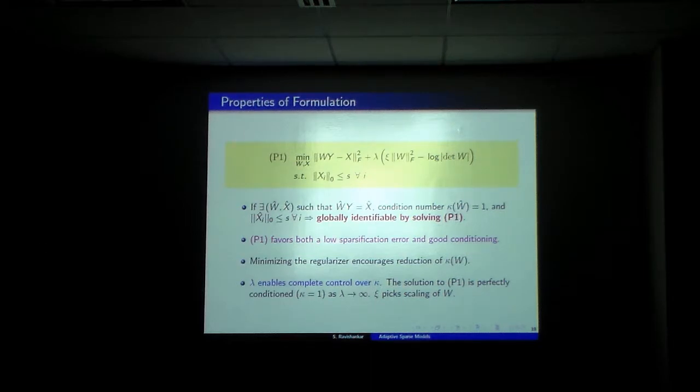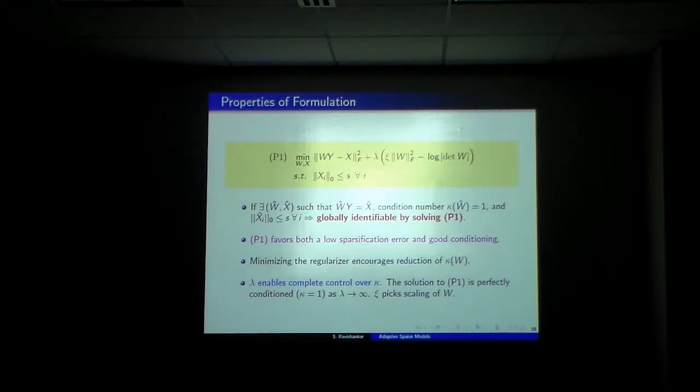So this problem essentially tends to favor transforms that provide low sparsification error, which is good, and also good conditioning. And it turns out that good condition numbers lead to better performance in applications like denoising. So that's why it's good to control the condition number using this regularization. Actually, minimizing this regularization encourages reduction of the condition number, and as the weight lambda tends to infinity, you can actually get complete control. The condition numbers of these minimizers will span the entire range of conditioning.